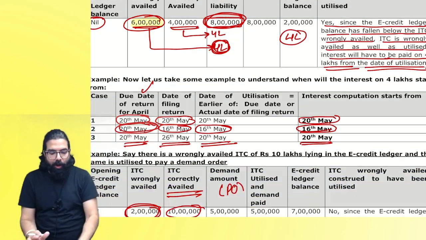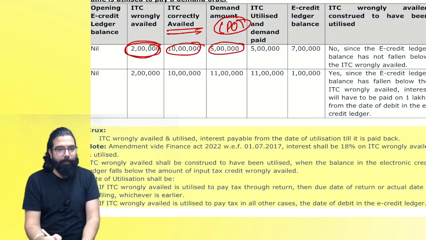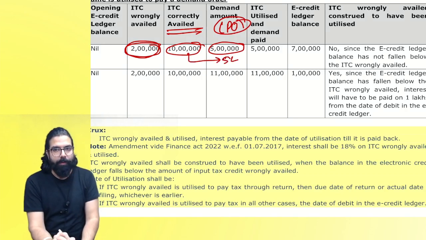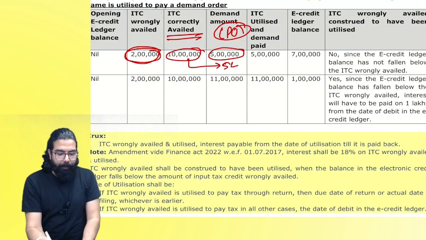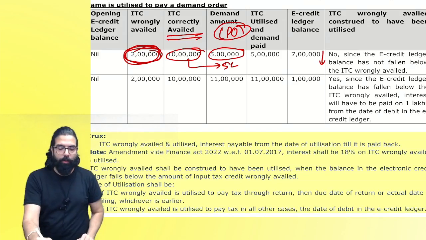Getting my point? Now, the officer gave you a demand order of 5 lakh rupees. How will you pay this 5 lakh? From first, this 5 lakh you paid? Correct or not? Baba, wrongly availed is 2 lakh. Is your e-credit ledger balance below 2 lakh? So have you utilized it? Is interest payable? No. Over?